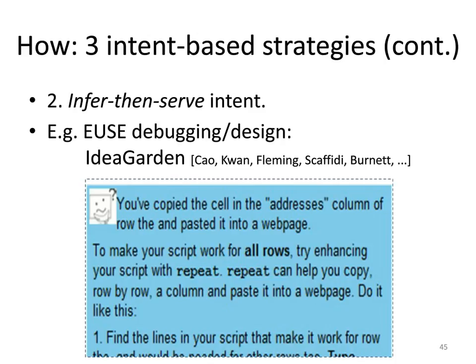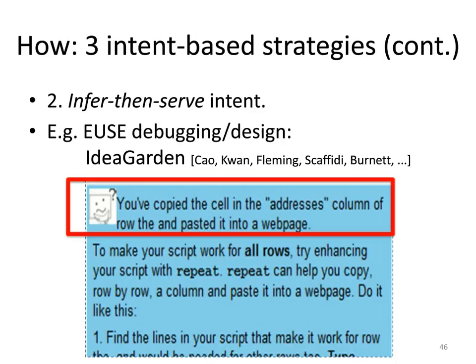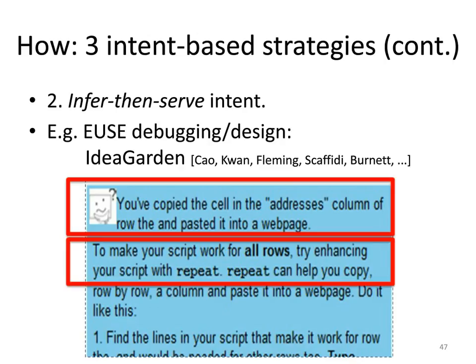First, it gives some idea of what it's inferring about what they're doing. So it's kind of saying, okay, I've noticed you've done this thing, and then it finishes making the inference: make your script work for all rows. So that's what it's inferred they're trying to do, and then the rest of this gives them the guidance that would enable them to do that. So that's an example of the infer, then serve intent.